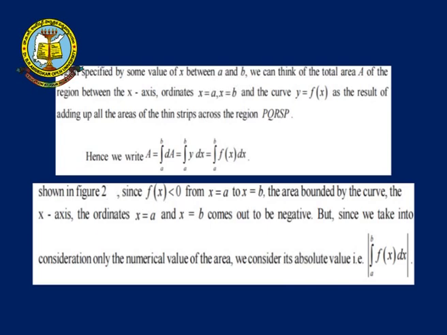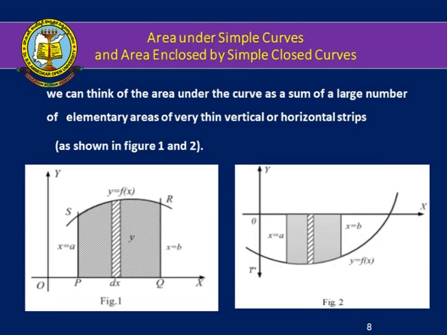In this figure 1 is a region specified by the values between a and b, which is the total area, the capital A, a region between the x axis and the coordinates x equal to a and x equal to b. That is figure number 1. Here the curve is f of x greater than or equal to 0, because it is on the upper side, with strips across the region PQRSP.